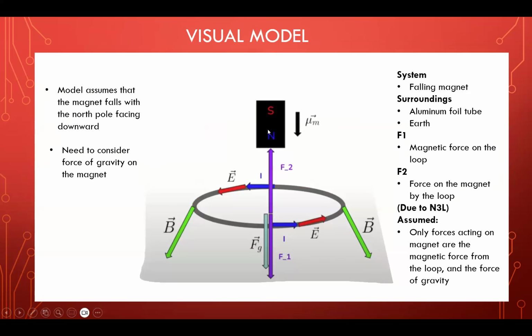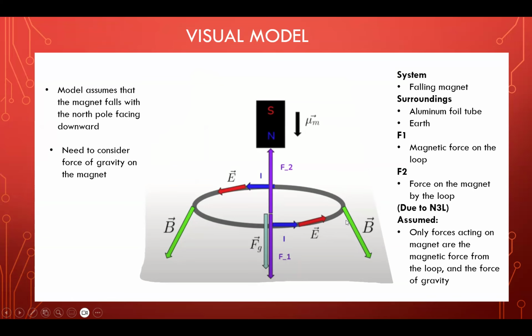Using this visual model, we can see that the system is the falling magnet here, and the surroundings are the aluminum foil tube and the Earth. F1 pointing downwards here is the magnetic force on the loop, and F2 pointing upwards is the force on the magnet by the loop. Due to Newton's third law, those are equivalent.